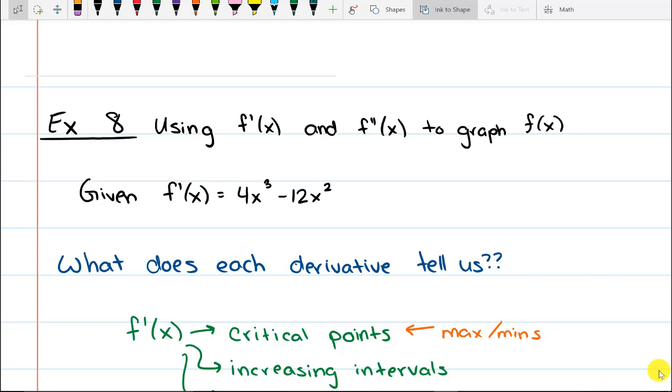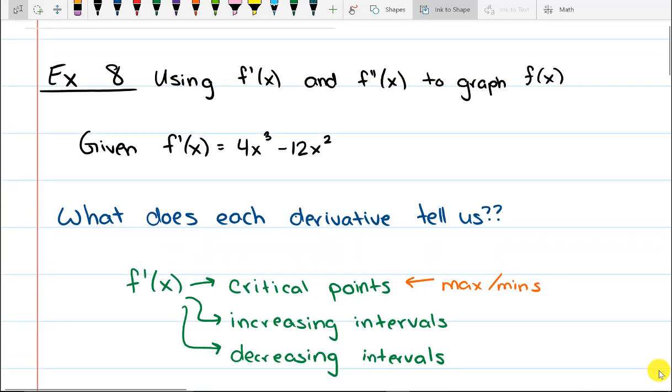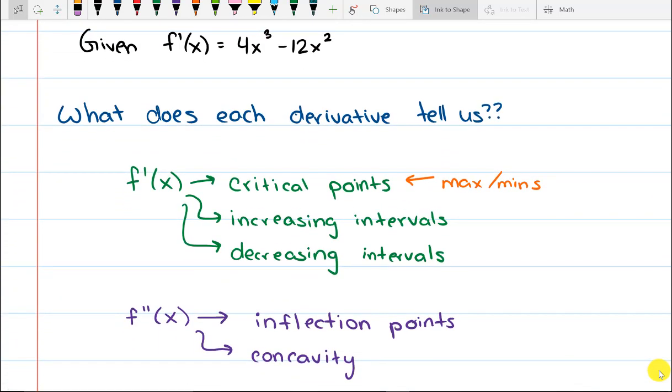So I want to start out by thinking about what each derivative tells us. The first derivative tells us critical points, our maxes and mins. It tells us where the function's increasing and where the function's decreasing. So it tells us all kinds of information about increasing and decreasing. Should we be going up? Should we be going down? That kind of thing.